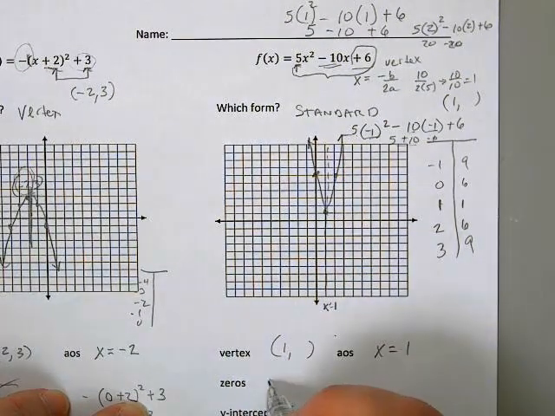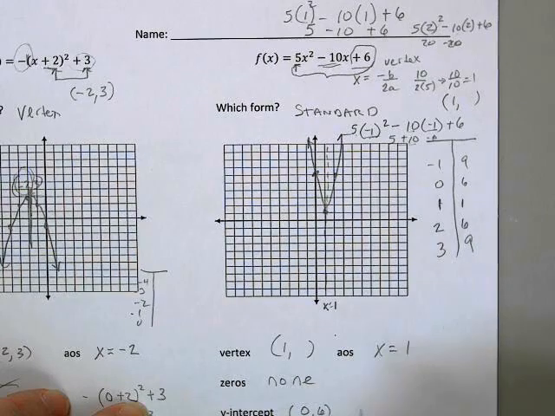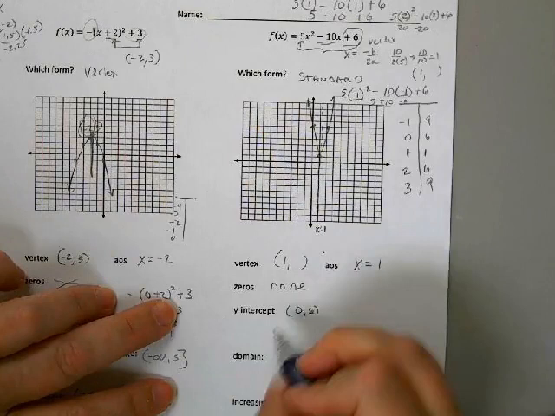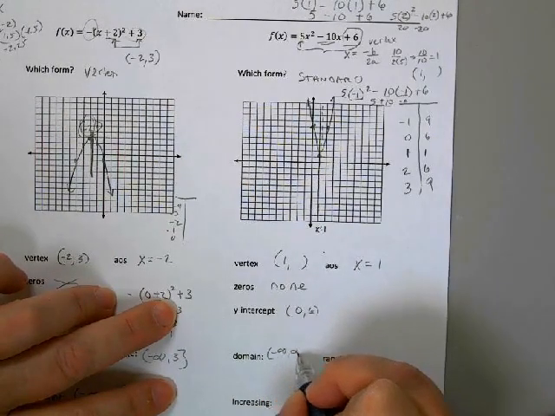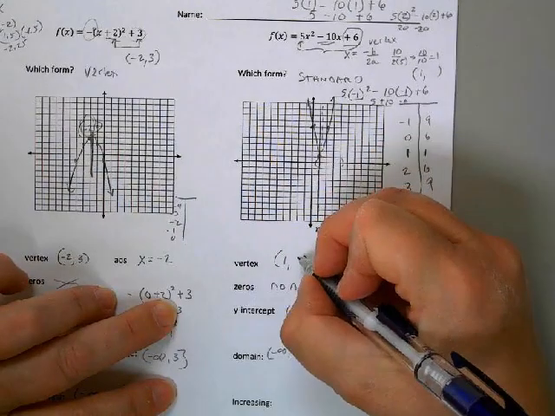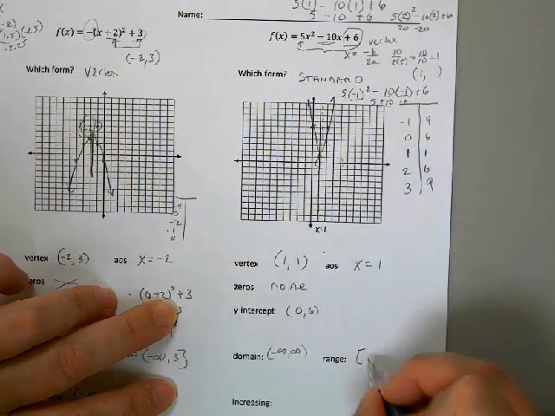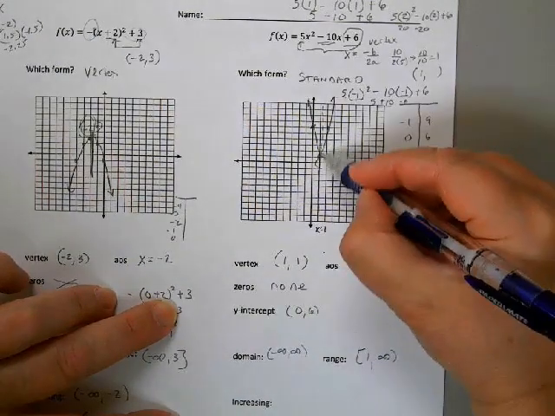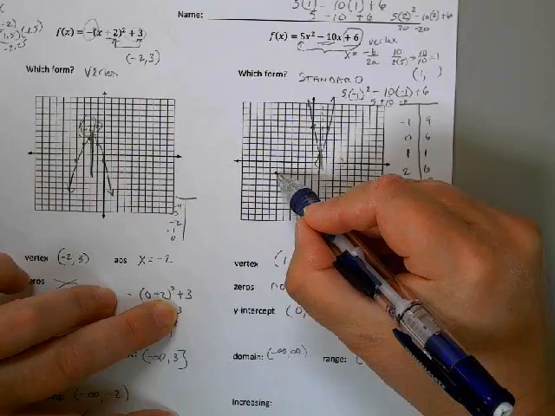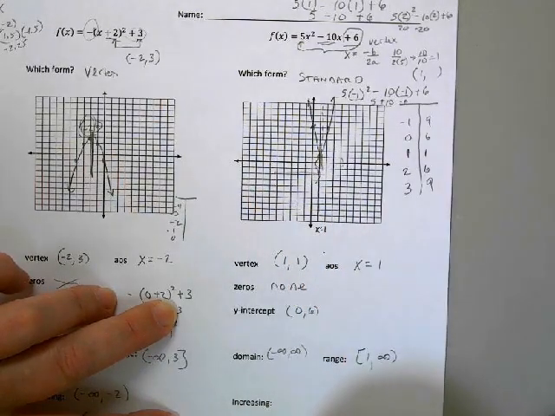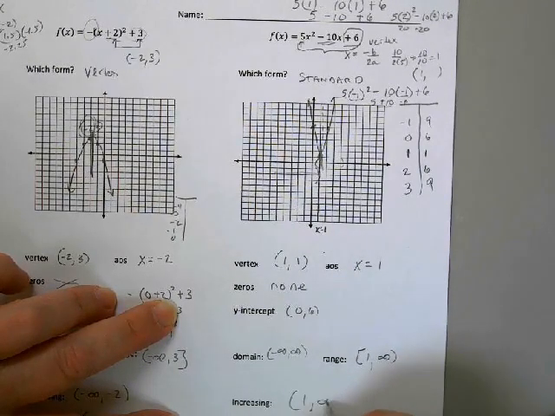This one has no zeros because it doesn't cross the x-axis. The domain is negative infinity to infinity. The range, the y value, it starts at 1 and goes to infinity. The vertex really tells us our interval of increasing and decreasing. As I come from the left to the right, it's decreasing from negative infinity until I get to 1, and then it's going to increase from 1 to infinity.